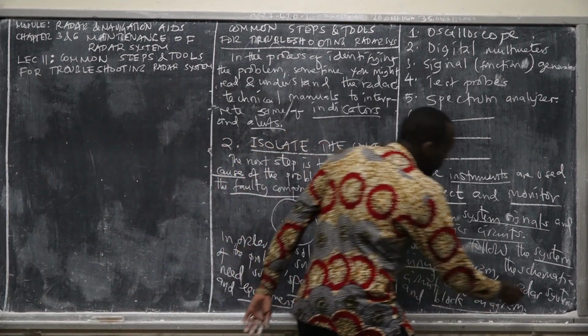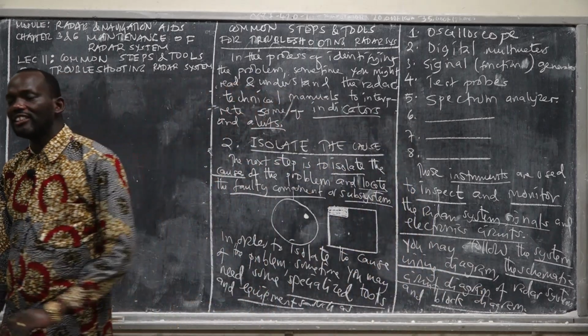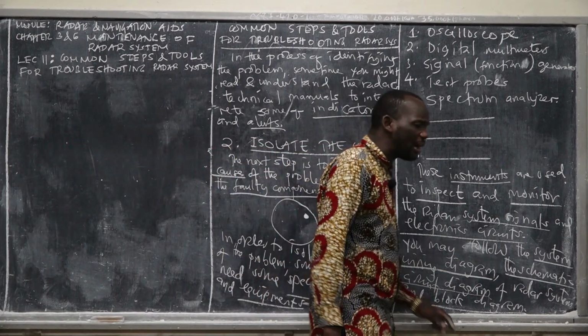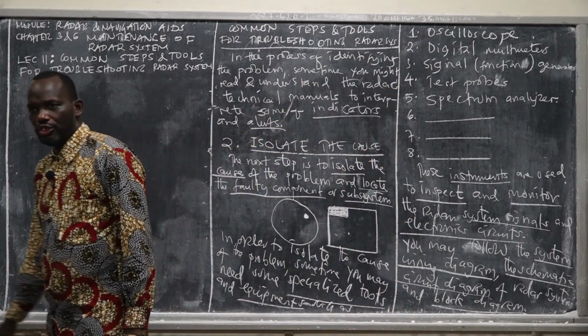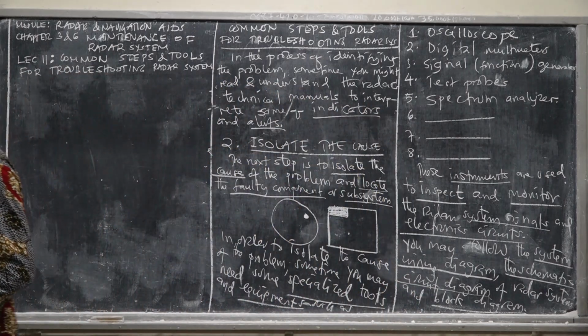Also, you may follow the schematic circuit diagram. It means you may isolate the cause of the problems by using the schematic circuit diagram, for instance, of the radar system. But also another important diagram, because I told you electronics and telecommunication engineering is all about diagrams. So you may need to refer to the block diagram. In this module, we have covered the block diagrams of the two types of radar system. Those block diagrams are very important in troubleshooting or maintenance.